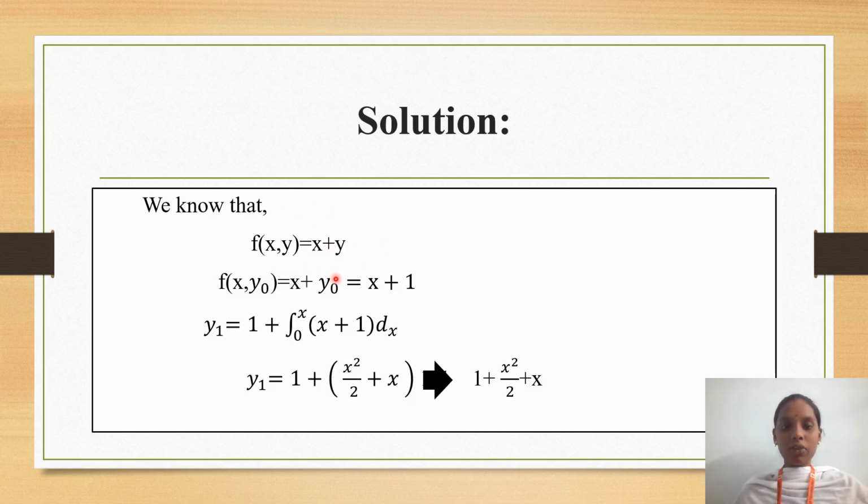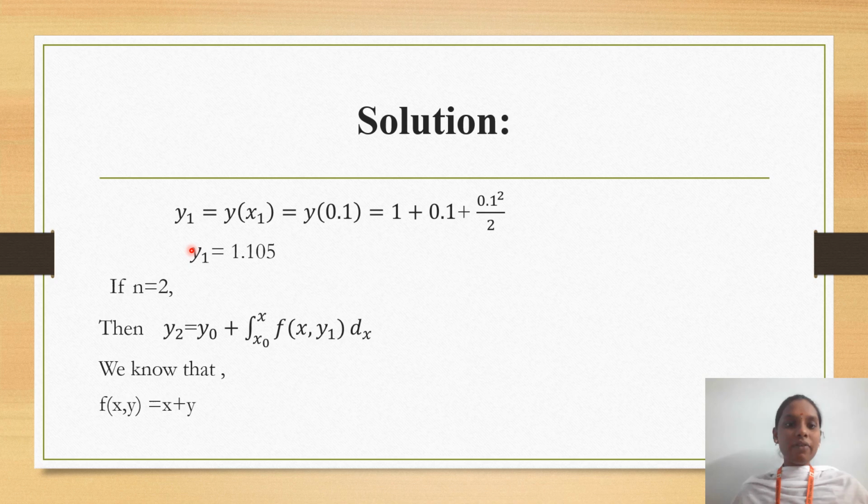You know that f of x comma y is the given differential equation. Next, f of x comma y naught is equal to x plus y naught, that is equal to x plus 1. So y1 is equal to 1 plus the integral from 0 to x of x plus 1 into dx. The integral of 1 is x, and the integral of x is x square by 2. Then we get 1 plus x plus x square by 2.